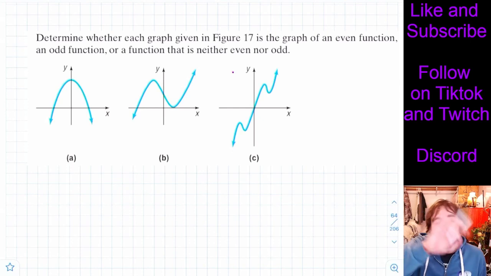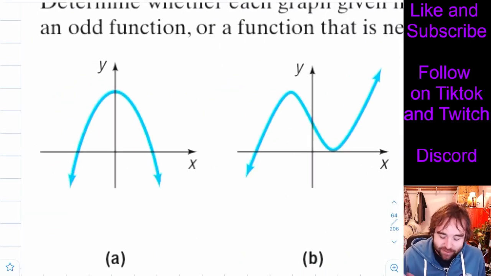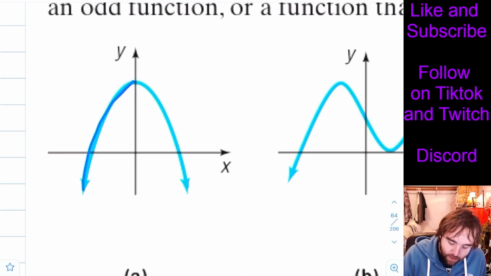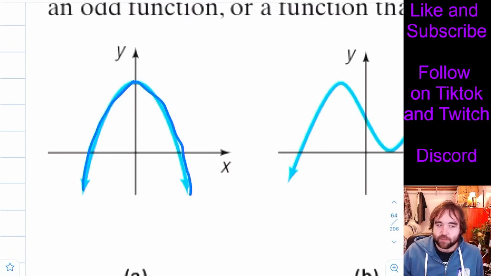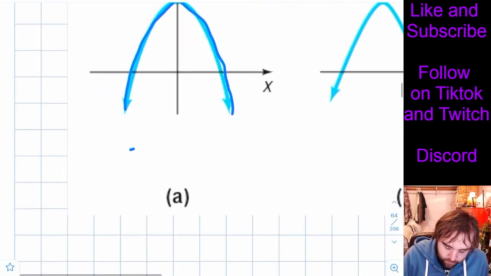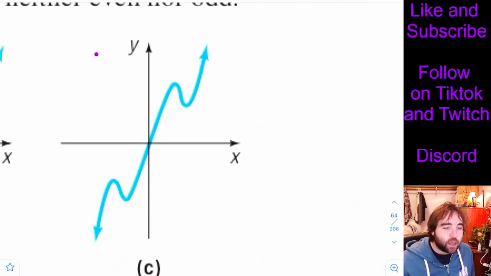If you flip it over the y-axis, it lands back on itself. And you see that's what this graph does. It's just the same if you flip it over. So this one is even. That's an even graph. This one, however, is odd.